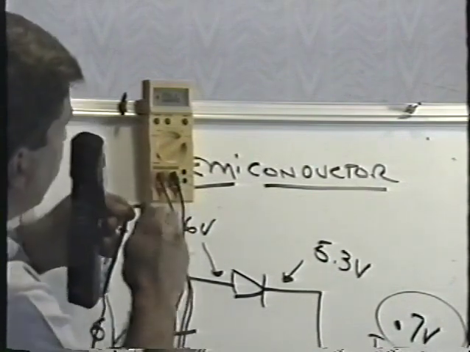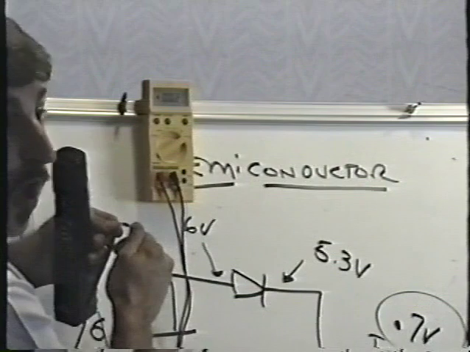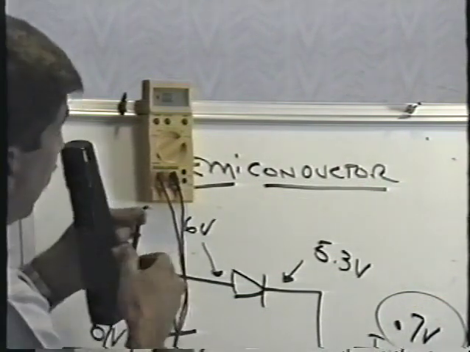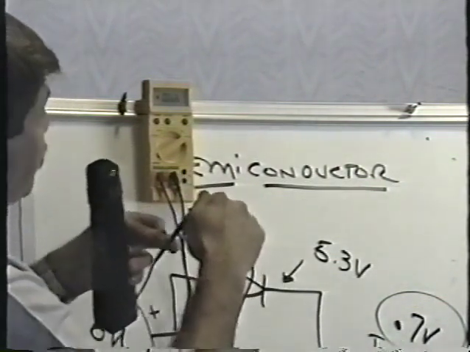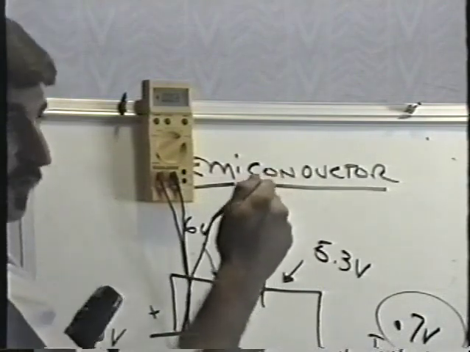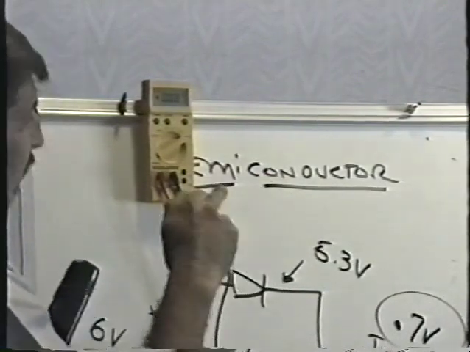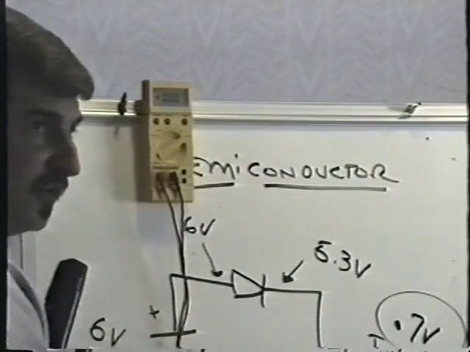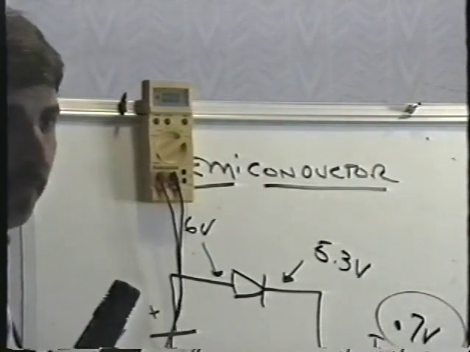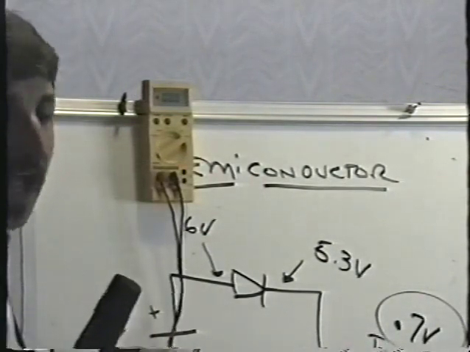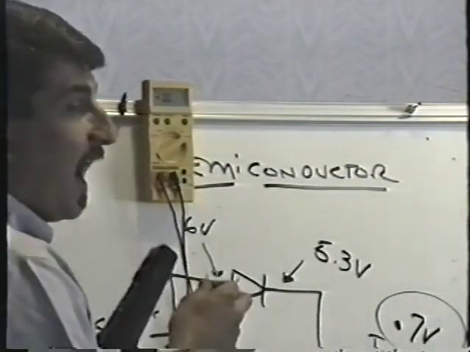What's wrong with this diode? No, it's shorted. It's the opposite of open. Look, if you touch your two meter leads together, do it right now. Look at this. Touch your leads together. Beep. You see what your meter says? 0.000 probably. That's what diodes do when they fail.